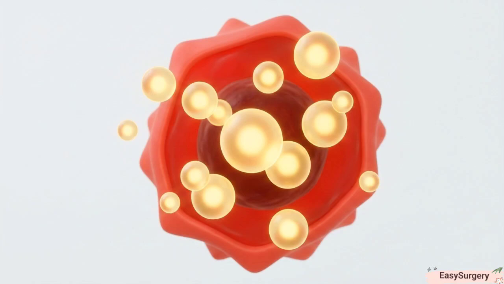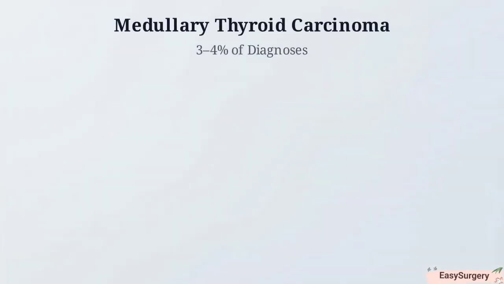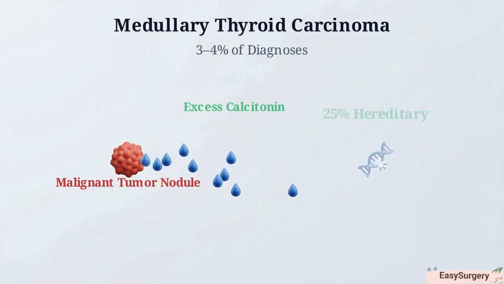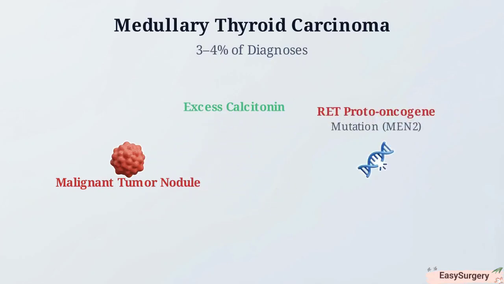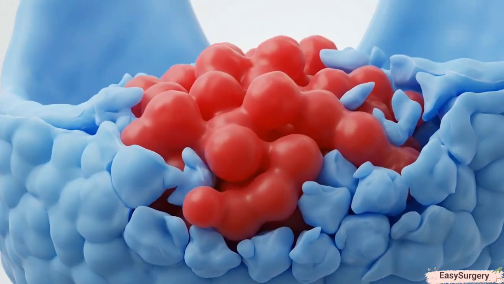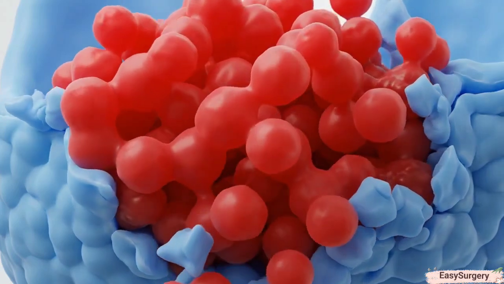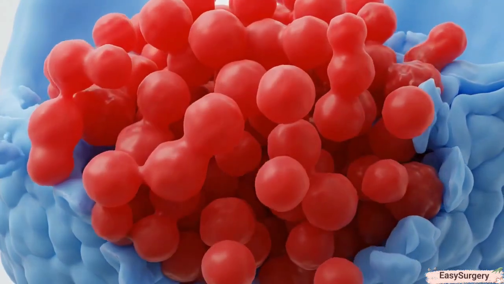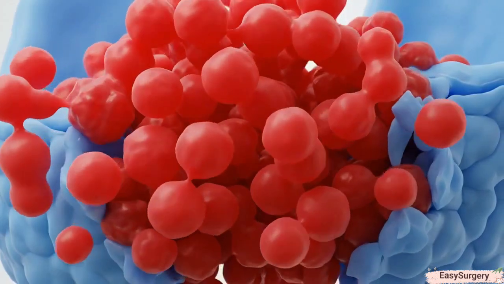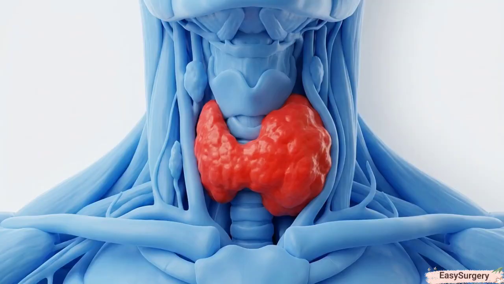Medullary thyroid carcinoma accounts for 3 to 4% of diagnoses. Originating in C cells, it secretes excess calcitonin. About 25% of cases are hereditary, driven by a RET proto-oncogene mutation within multiple endocrine neoplasia type 2. At the extreme end of the spectrum is anaplastic thyroid carcinoma. This rare, undifferentiated cancer has completely lost the structural markers of normal thyroid tissue. It grows and invades adjacent structures at a highly accelerated rate.